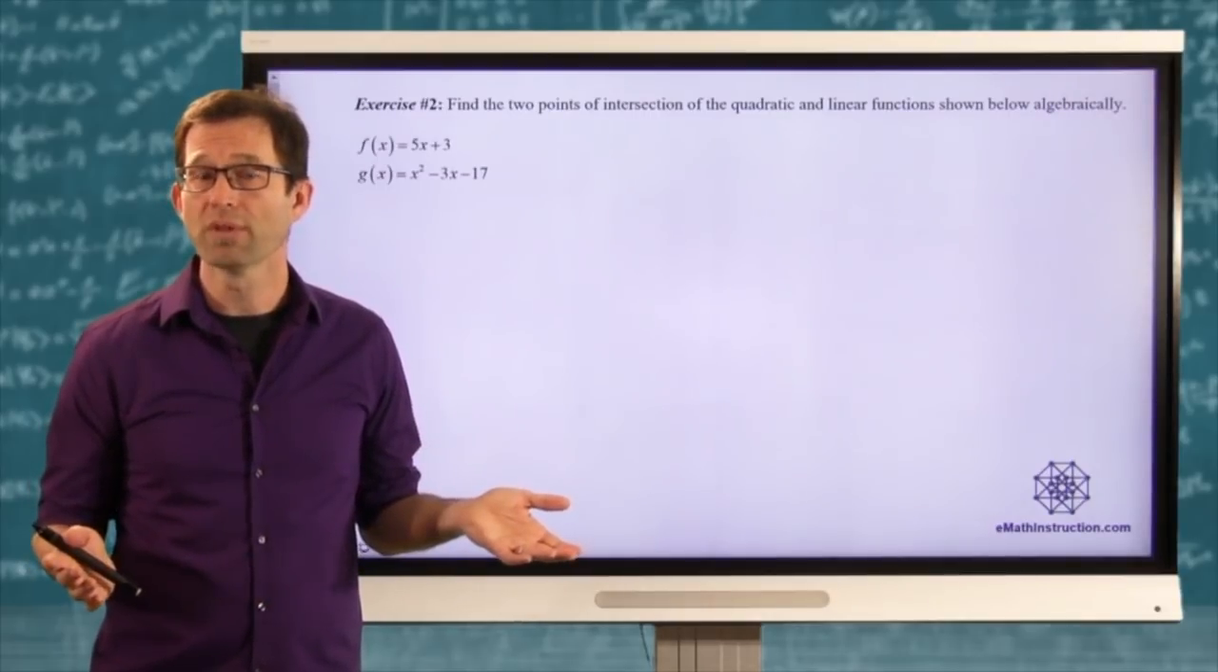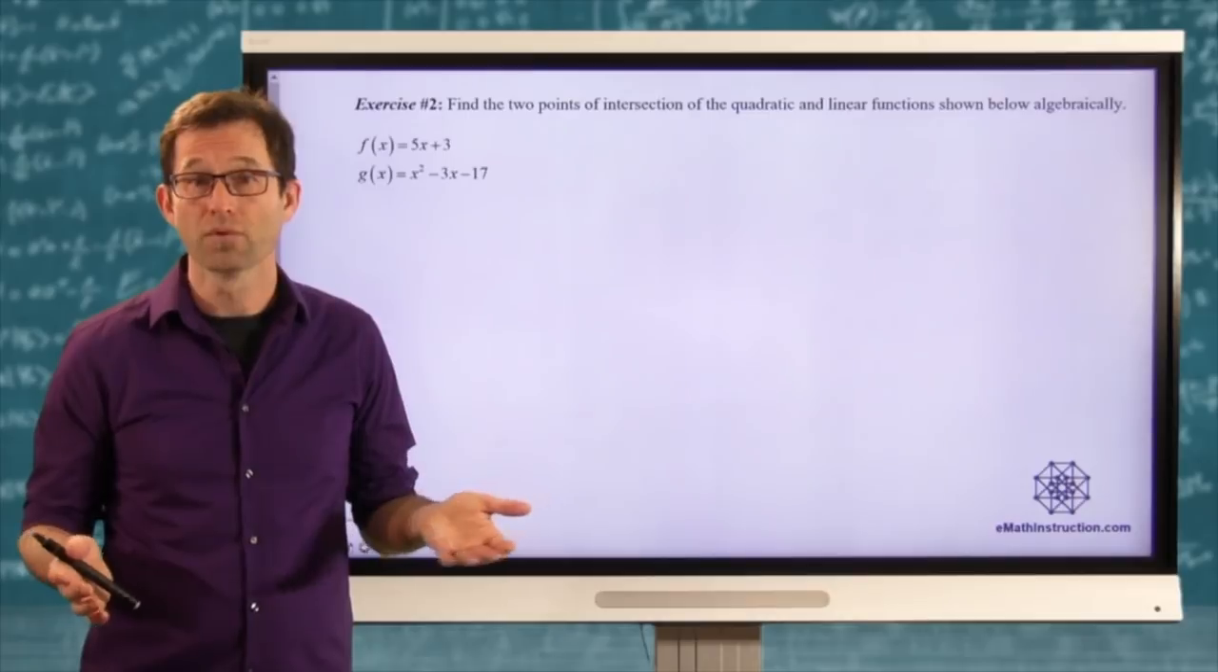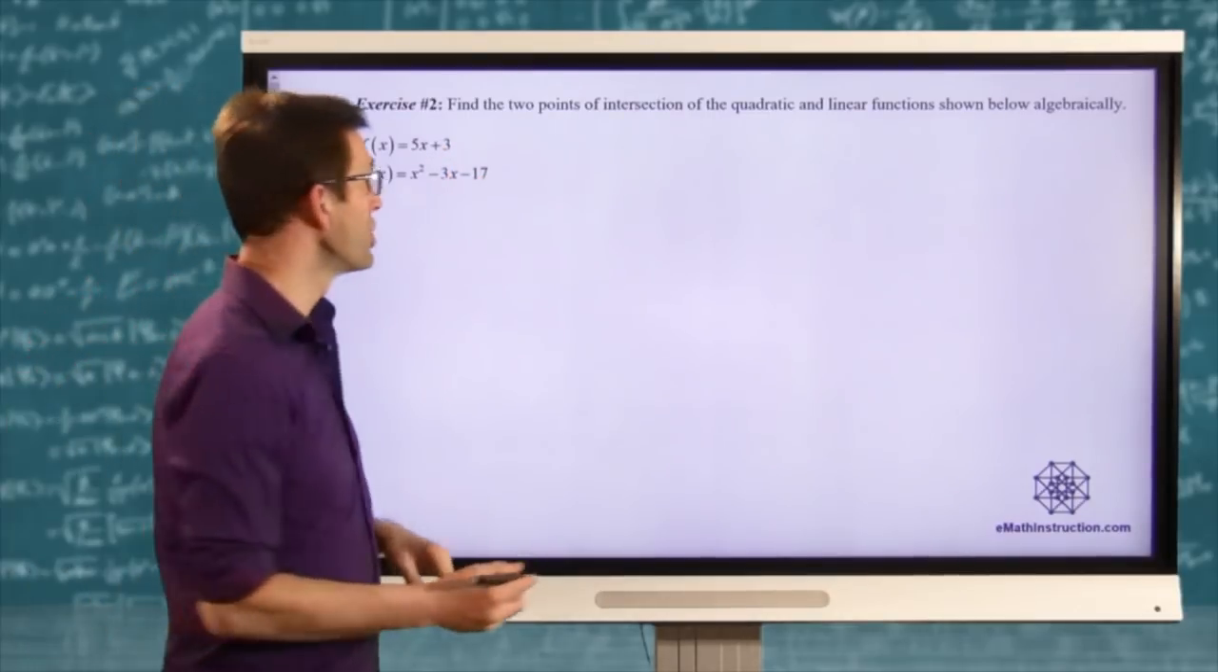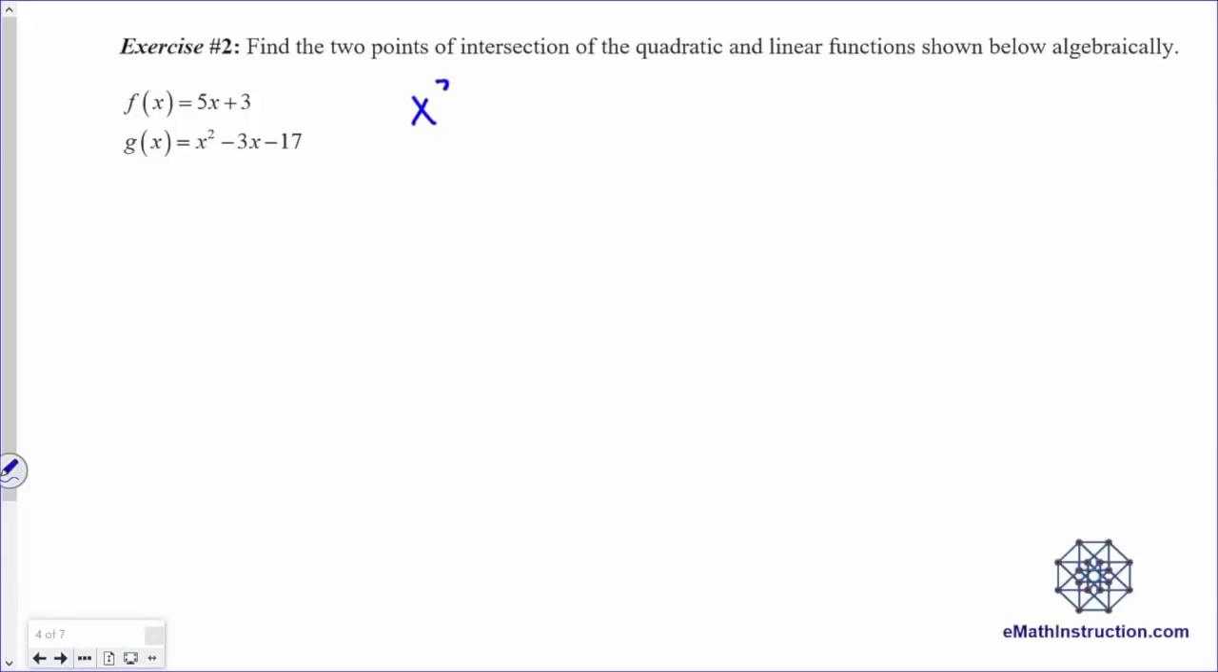But to find the 2 points of intersection algebraically, all we need to do is set the two functions equal to each other. So step 1, set them equal to each other.